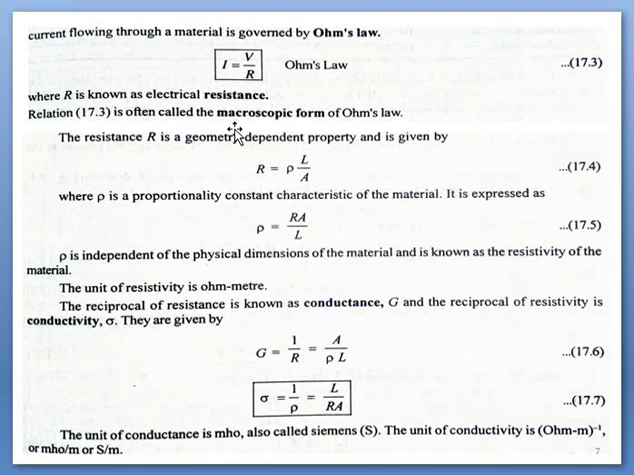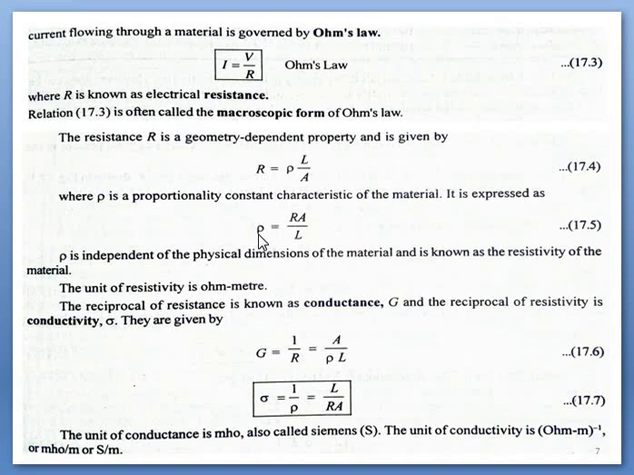Geometric nature means that R is expressed as rho L upon A, so L and A represent the size of the material. So R depends on geometry, where rho represents the resistivity. It doesn't depend on the geometry. So rho equals R A upon L. The unit of R is ohm, and of A is meter square, and L is meter, so the unit of resistivity is ohm meter.